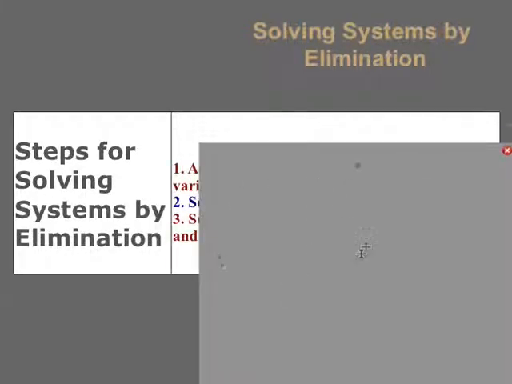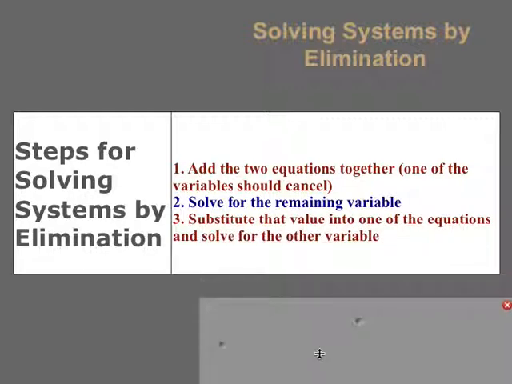To solve systems by elimination, you need to add two equations together. And when you do that, you want one of the variables to cancel. So you want to look at the number outside of the variable. You want to make sure that number is the same number and opposite when you're looking at the two equations. That's what's going to make them cancel out.